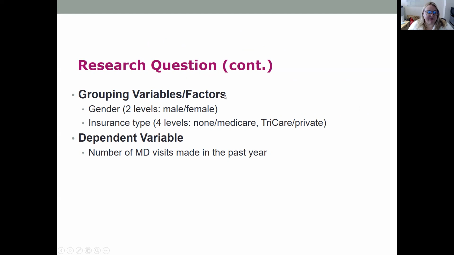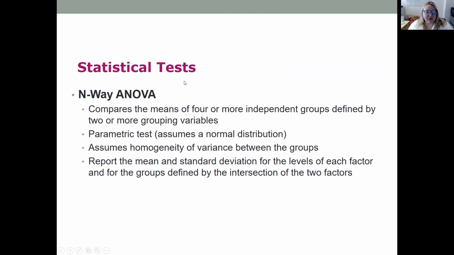So when we look at this, our independent variables are gender and insurance type. Gender has 2 levels and insurance type has 4 levels. The dependent variable is the number of physician visits made in the past year. So a Way Anova is an appropriate test for this type of data because we're comparing the means of 4 or more different groups defined by 2 or more grouping variables. This is for parametric data. It assumes homogeneity of variance between the groups so that the groups are all very similar, and reports in means and standard deviations, similar to our other parametric tests.